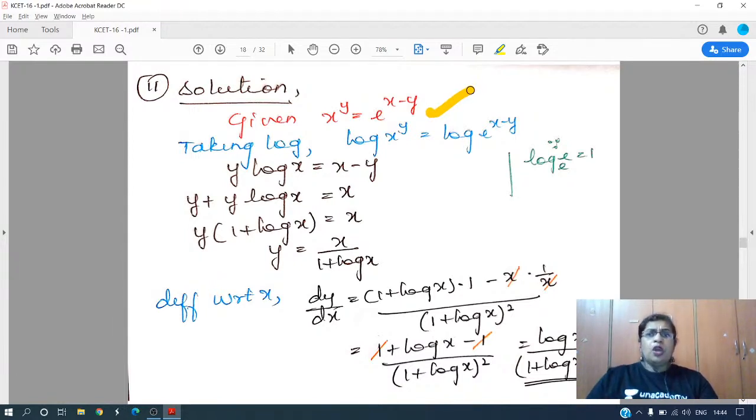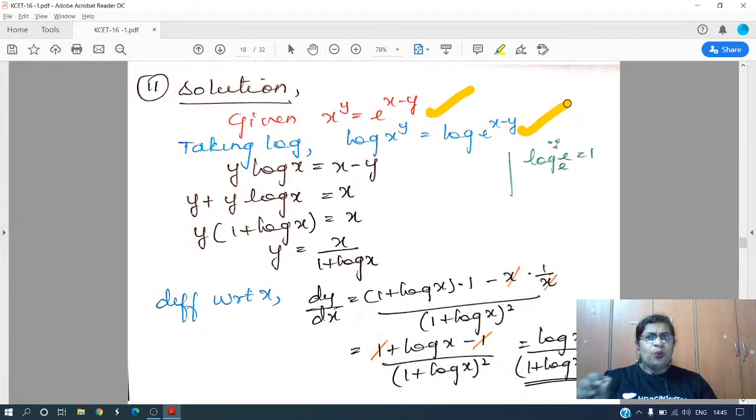Okay, now what I do, see, wherever I find powers as some functions of x or y, immediately what should come to my mind? There is my friend log who is coming to help me. So what I will do here is take log on both sides. Okay, so let us see what will happen here if I take log on both sides. So log x to the power y is equal to log e to the power x minus y.